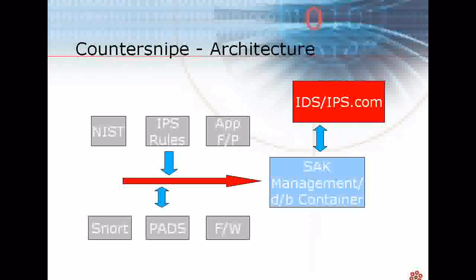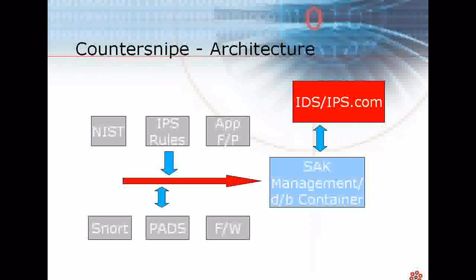CounterSnipe architecture then. In the CounterSnipe architecture, you have the working components. That's Snort, PADS, and the firewall at the bottom. Snort does IDS, PADS is the asset detection module, and the firewall function, which is iptables, does the blocking and letting through of traffic based on the signature set in IPS mode. And then, in addition to that, up at the top of the arrow is the NIST database, which is the CVE database, which we keep up to date up to about the last 4 years.